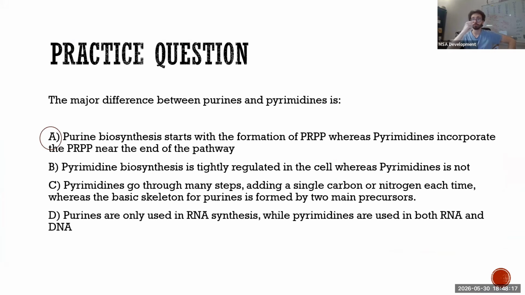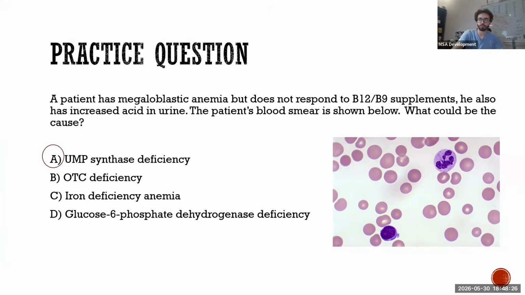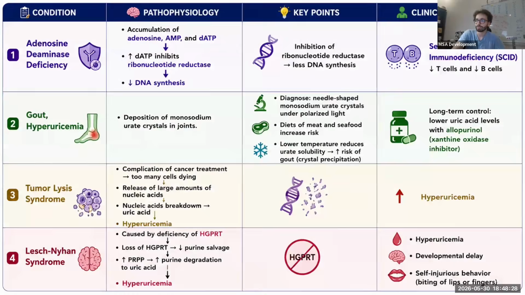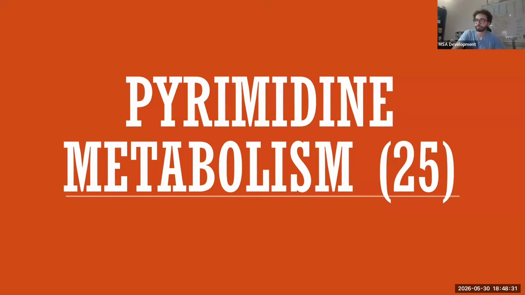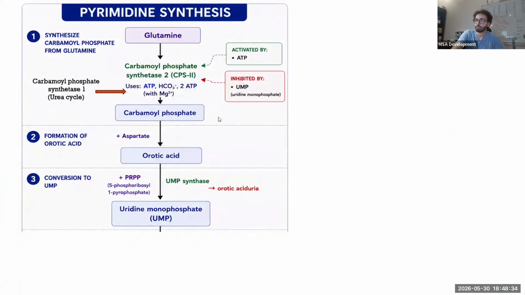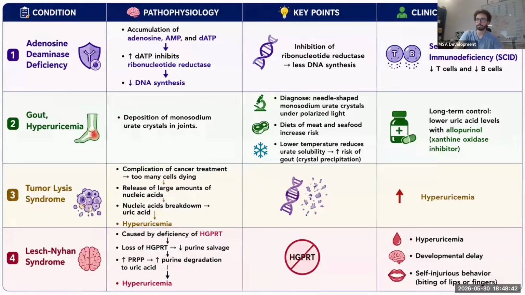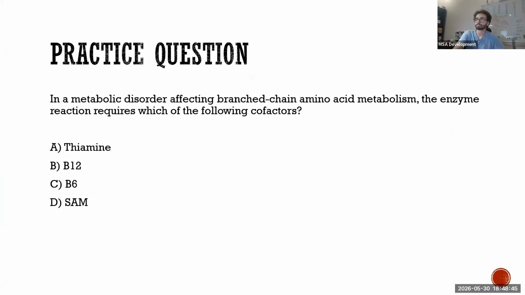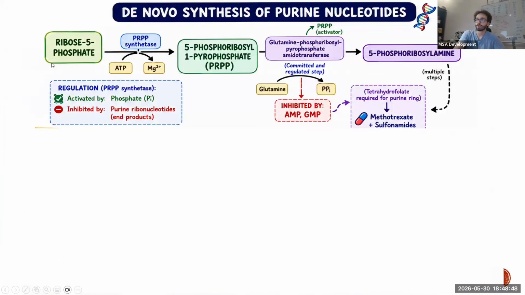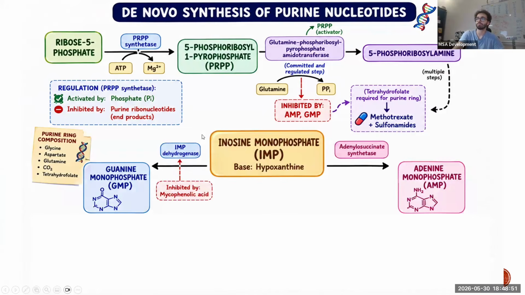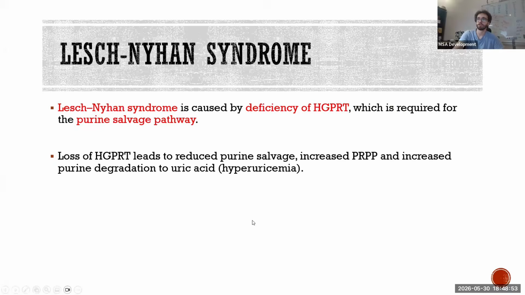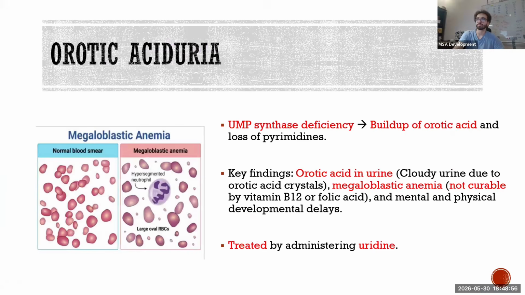Major difference between purines and pyrimidines. I said it to you in the beginning: purine starts with the sugar PRPP and then the base, but pyrimidine starts with the base and then adds the PRPP. The biggest piece of evidence I have is here. We made the orotic acid and then the PRPP finally came with the UMP. In purine synthesis, we start by making the PRPP first, the sugar, and then the bases. But that's a good thing to keep in mind.